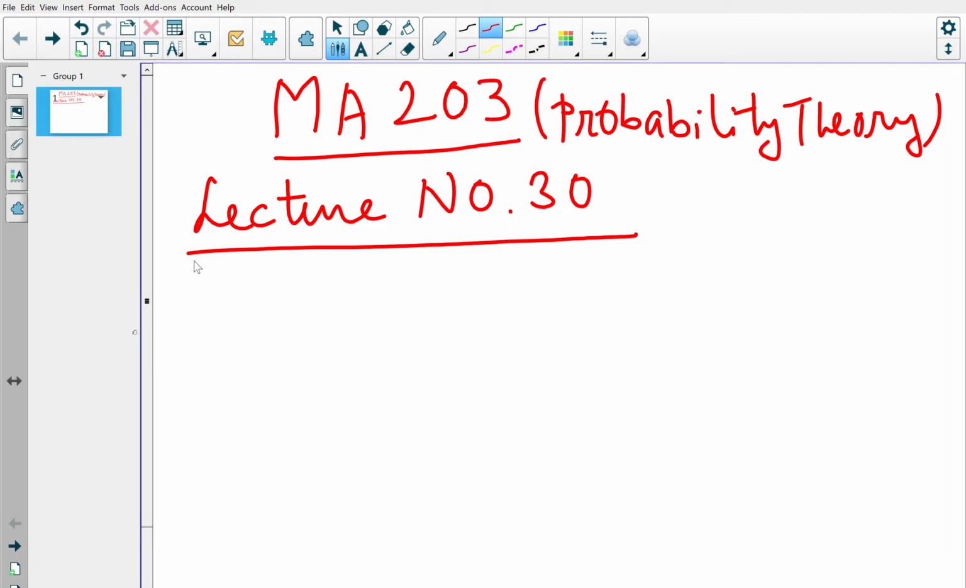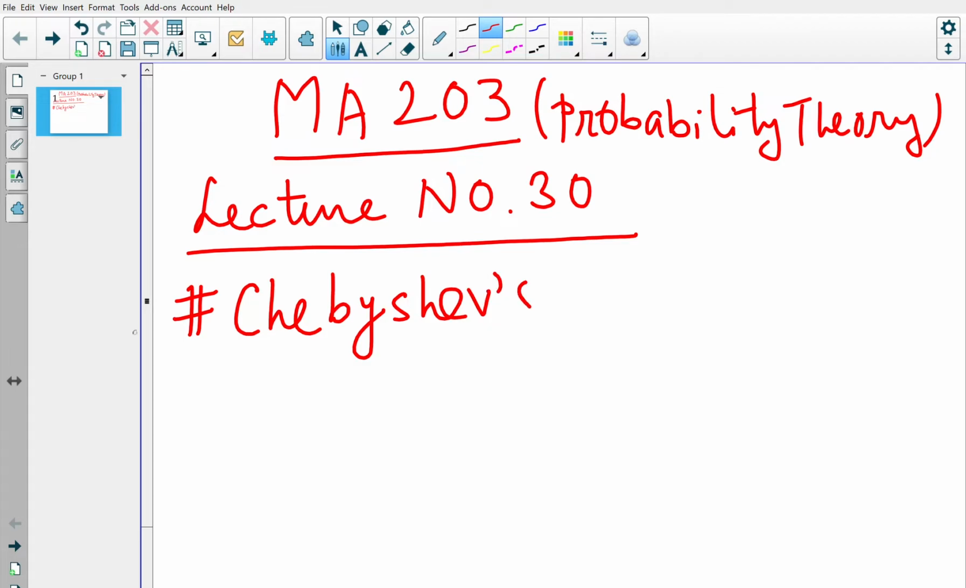So it's called Chebyshev's inequality. Okay, and this is named after the Russian mathematician Chebyshev.